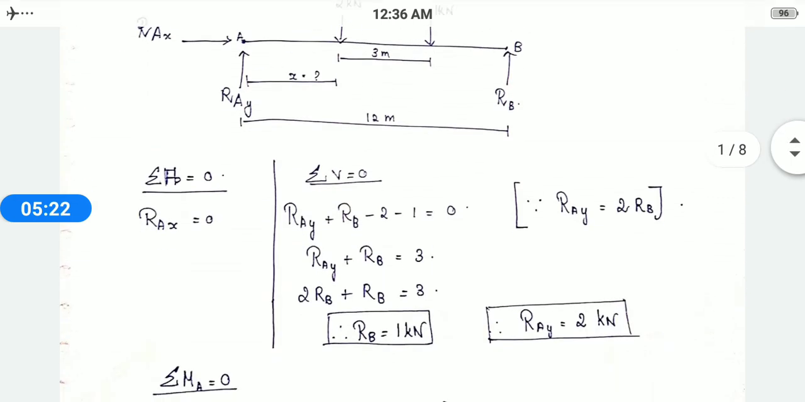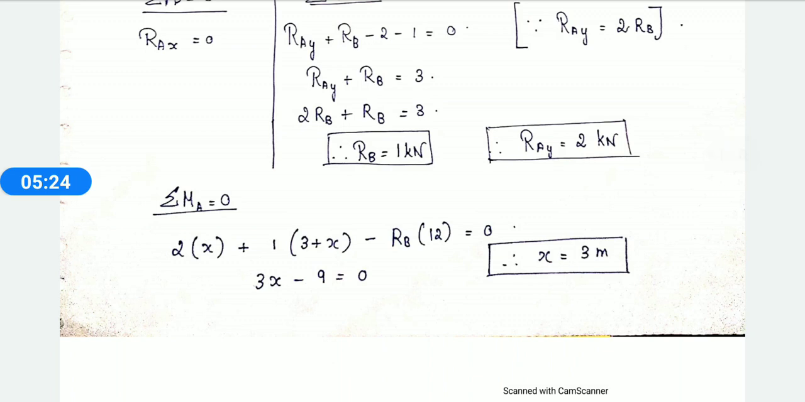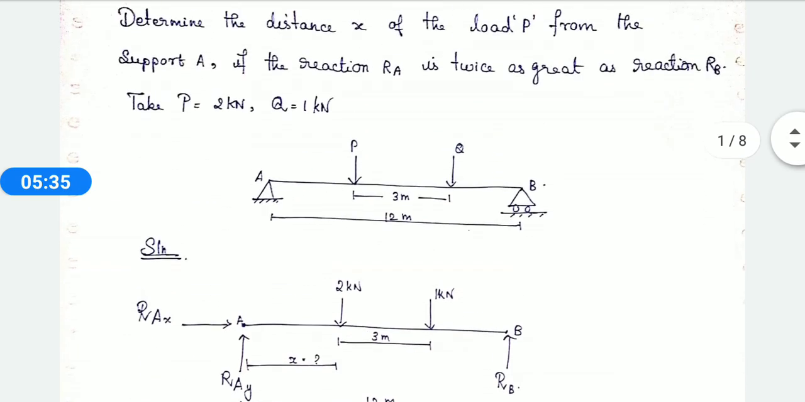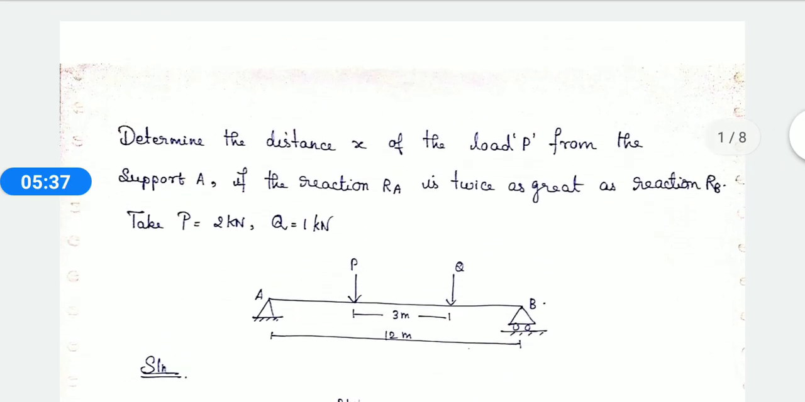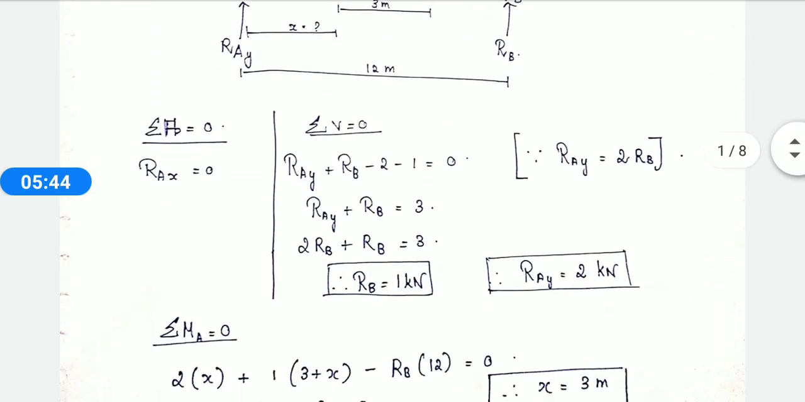After calculating the moment using the formula 2 into x plus 1 into (3 plus x) minus RB into 12 is equal to 0, you will get the value for x, that is equal to 3 meter. So see the question now. They had asked us to find the distance x of the load from the support A. So we had found out the x distance.